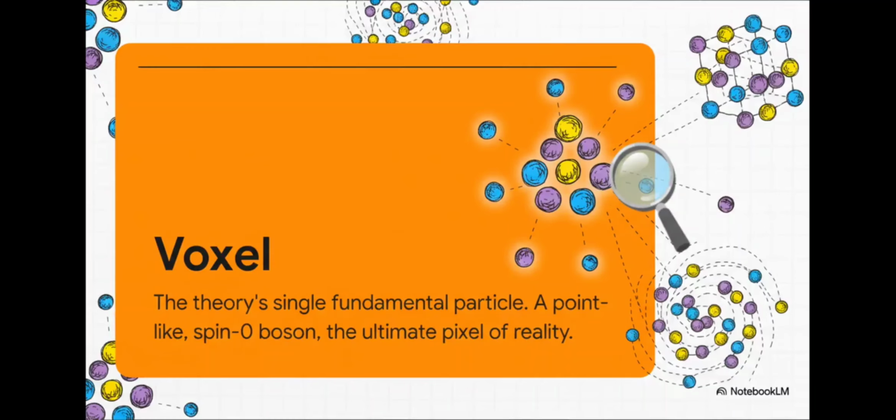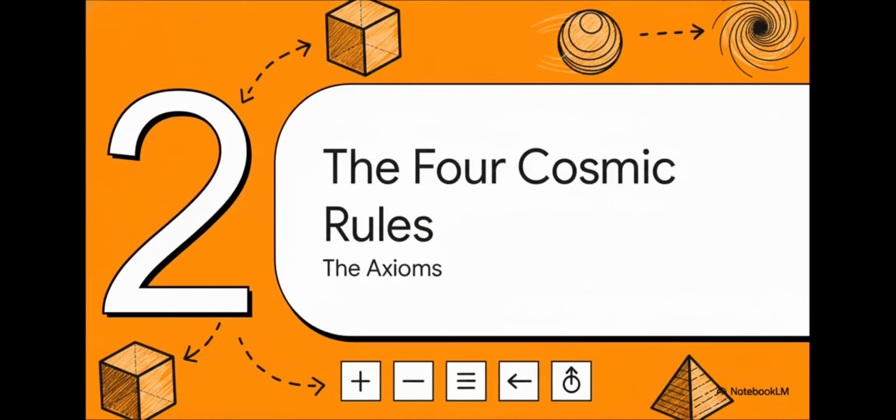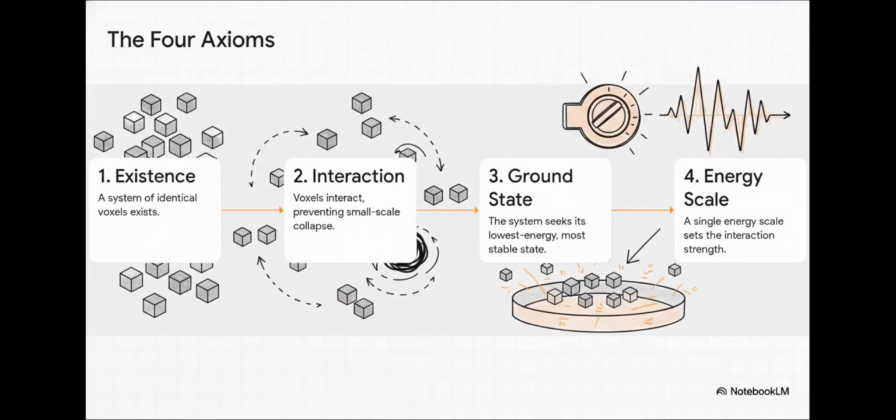Now, the paper gets a bit more technical, defining it as a point-like spin-zero boson. But the key takeaway is this. In this model, everything, and I mean everything, is at its deepest level just a giant collection of these identical little points. But, having just a single building block isn't enough, right? You need rules. You need an instruction manual for how these voxels are supposed to behave. And the UCBF theory only proposes four of them. Just four. And these rules are, frankly, incredibly basic.